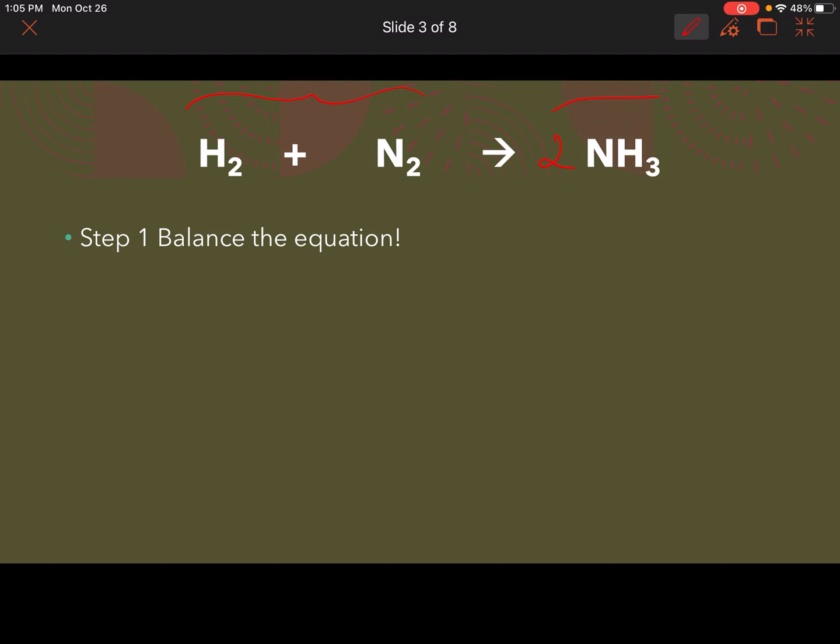And you should end up with a 2 here. I'm going to have a 3 there. And now this equation is balanced. Okay, so we're going to run through a series of questions here. The first one: how many moles of H2 are there? You're going to get that from the balanced equation. There are 3 moles of H2, and that's just that big number in front right there.